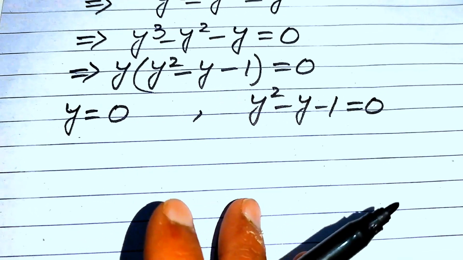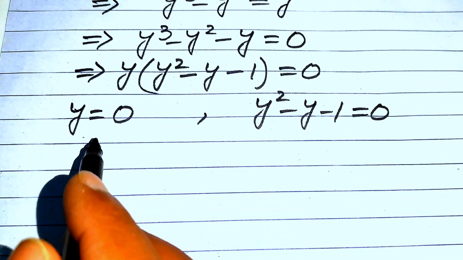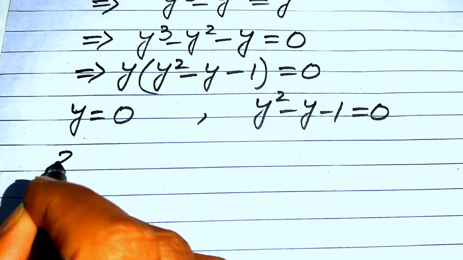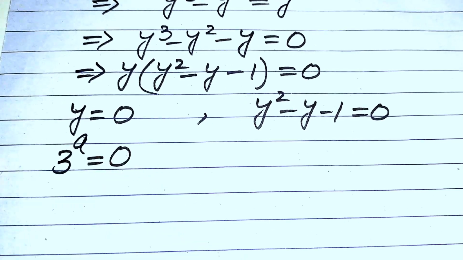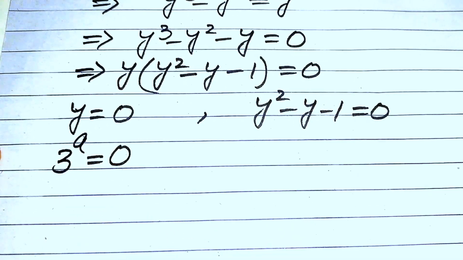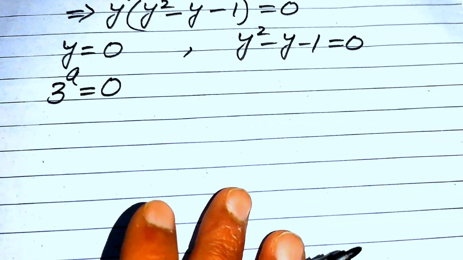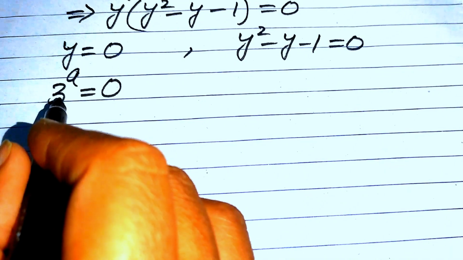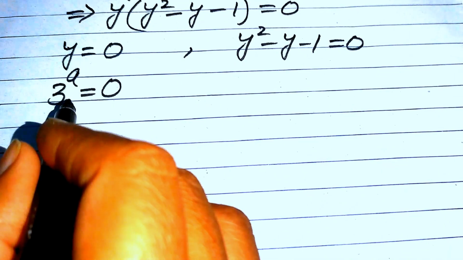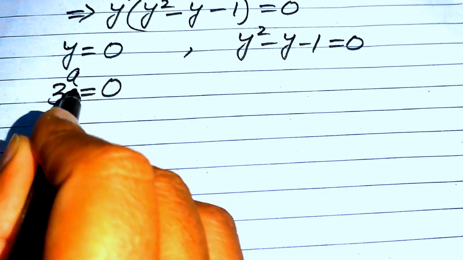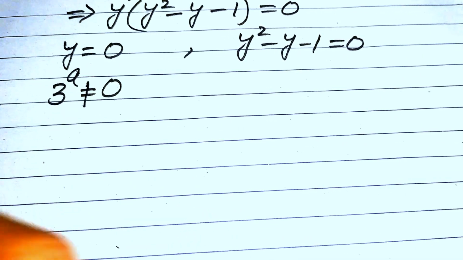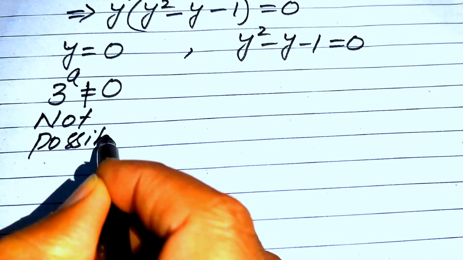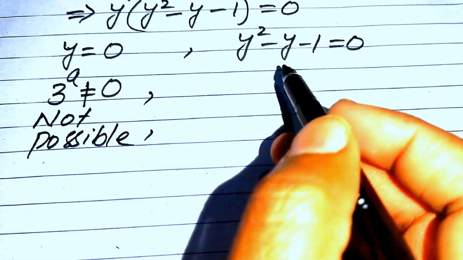Here we back substitute the value of y. In the first case, y equals 3 to the power of a, so it becomes 3 to the power of a equals 0. Here 3 to the power of a is an exponential function, and an exponential function cannot give us the zero value. So this case is not possible, and we reject it, and we proceed with the other case only.